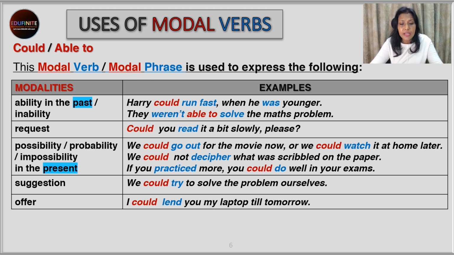Next, inability. They weren't able to solve the maths problem. So maybe it was very critical. They tried their level best, but they weren't able to solve the maths problem. So that's how we use able to.